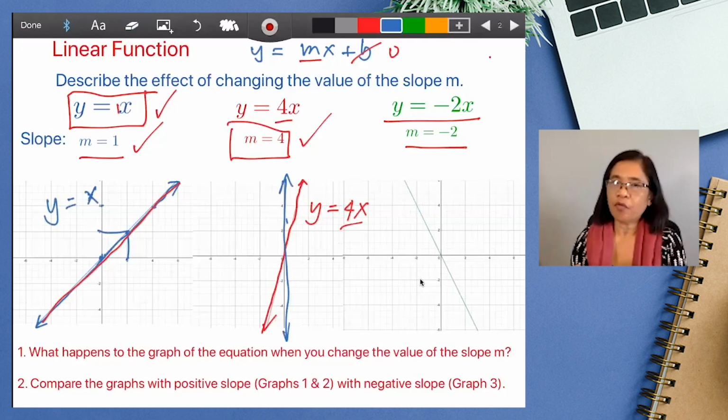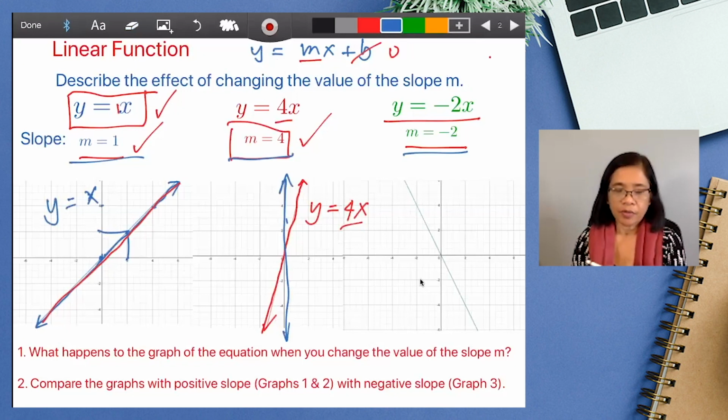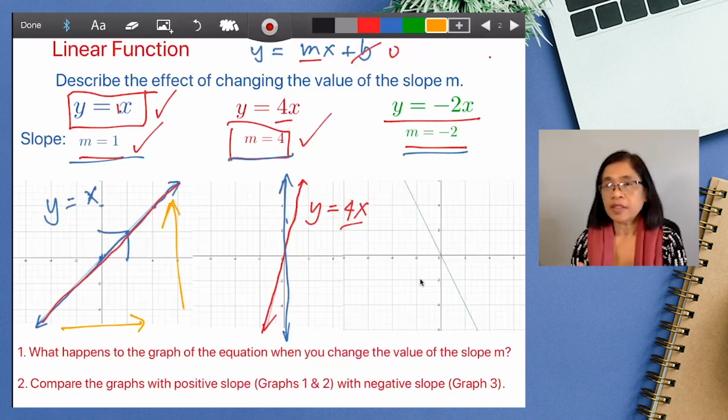And if we compare these two graphs, both of them have positive slopes. We compare this to the line whose slope is negative. Okay, so for the first two lines, notice that as x increases, y is also increasing. So this is the case when the line is rising. Okay, this is inclined to the right. Same here, as the value of x increases, y also increases.